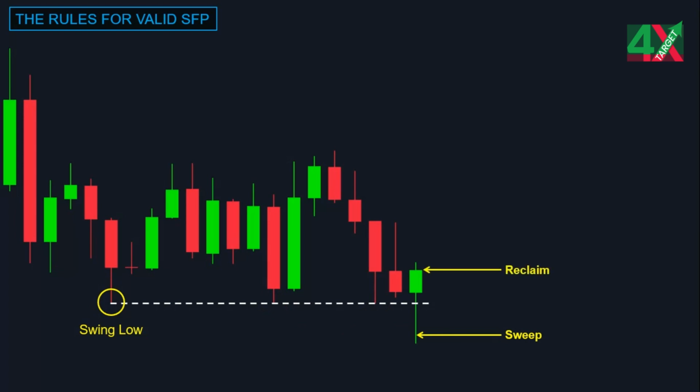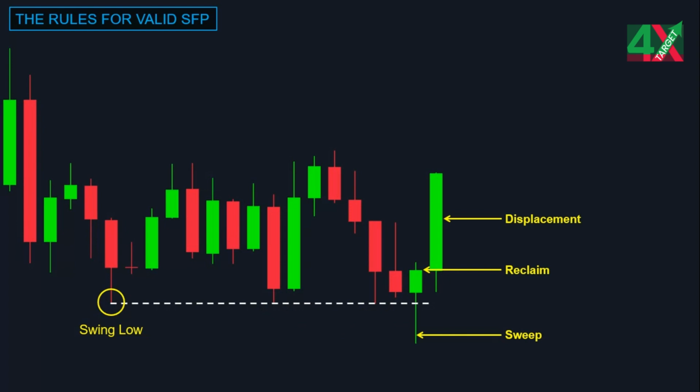Third, look for the reclaim. The candle must close back inside the range, usually within 1 to 3 candles, signaling that the breakout has failed. Fourth, wait for displacement. Watch for a strong move in the opposite direction, large candles, imbalances, or fast momentum. That's your confirmation.